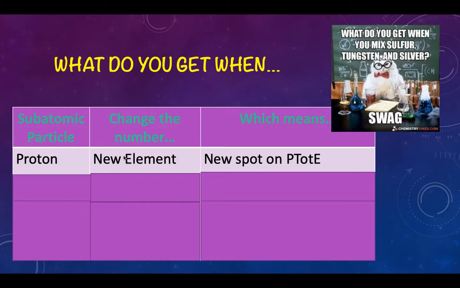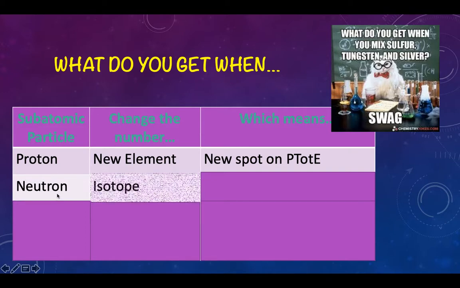And so then that's why some of those elements, we say we don't really know what they're used for, because they don't exist for very long. But that's what happens when you change the number of protons. You get a new element, so a new atom. If you change the number of neutrons, you would get what is called an isotope. So an isotope is related to the number of neutrons, and that's a special vocab word.